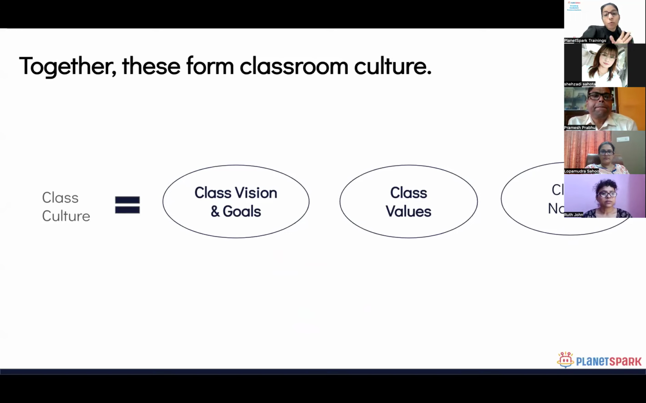Okay. What does culture mean to you? When you hear the word culture, what comes to your mind? The ways or the traditions. The ways, the traditions. Yes, very good, Ruth. What else? There's a family culture. There's culture at the office. Work culture, yeah.